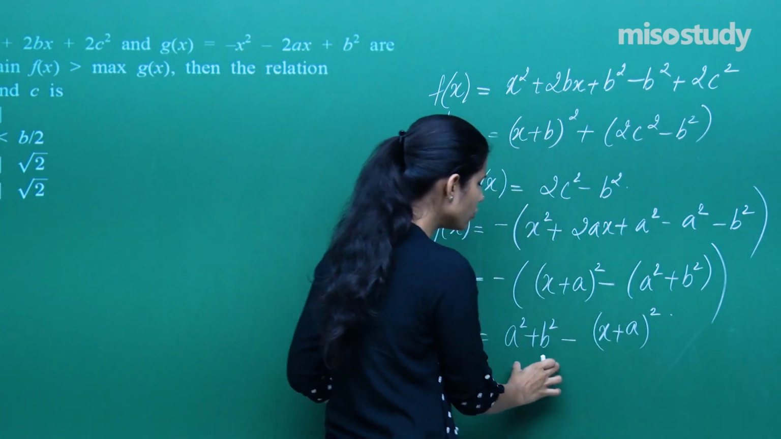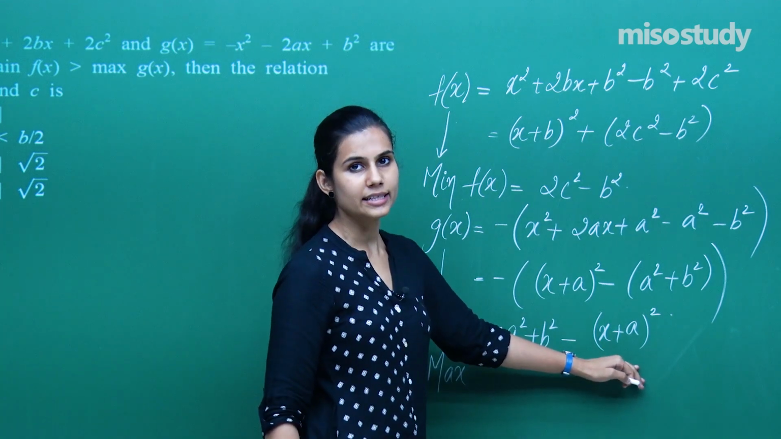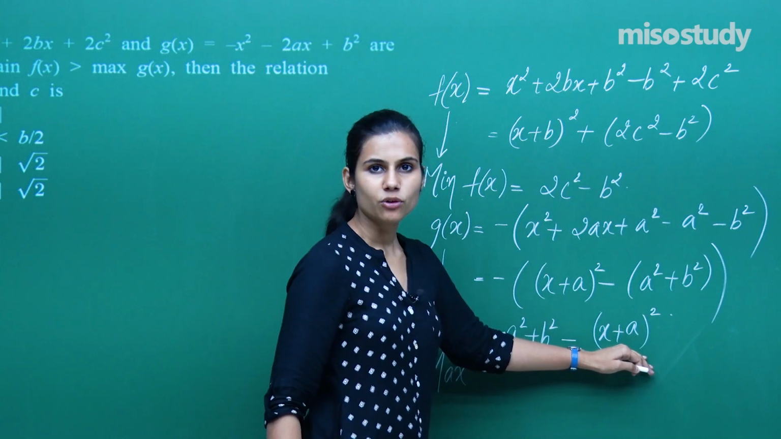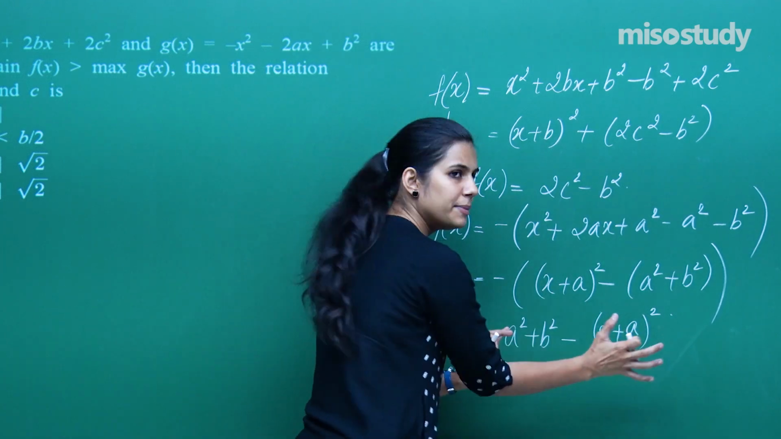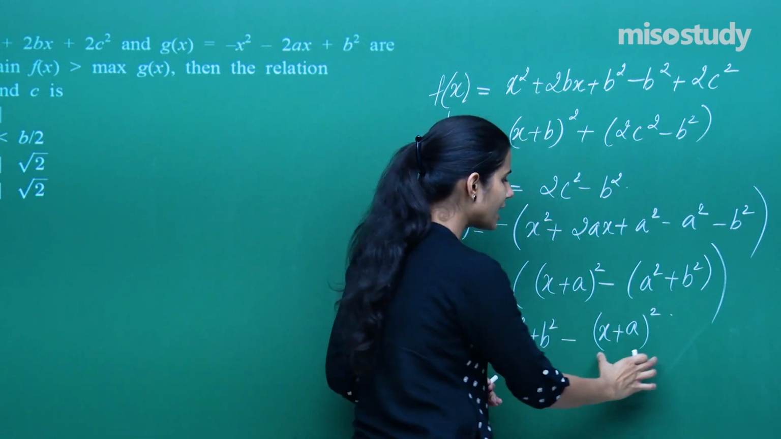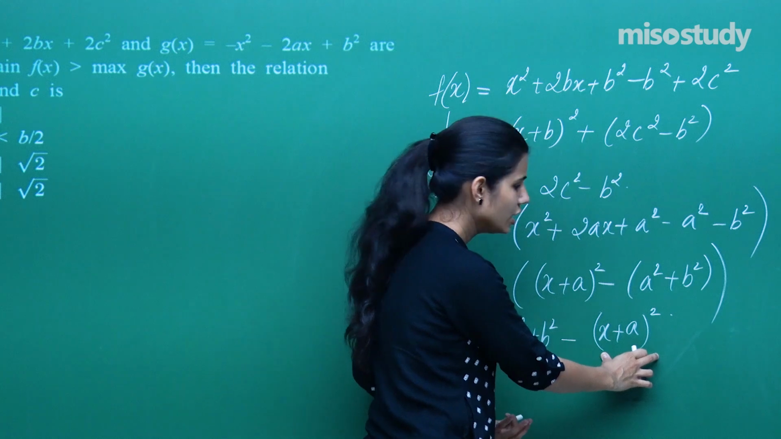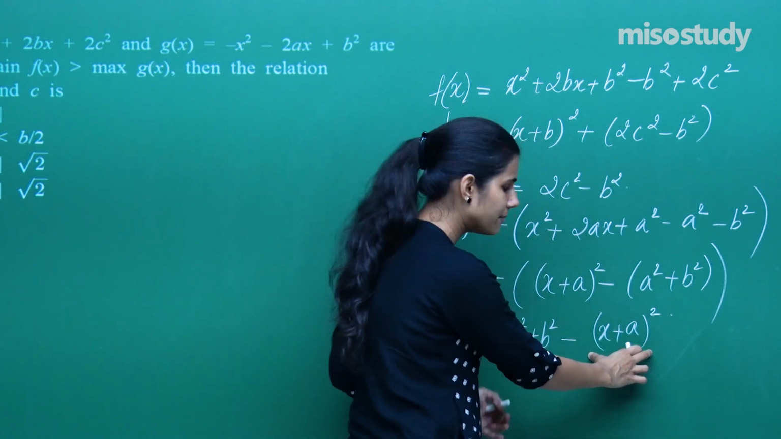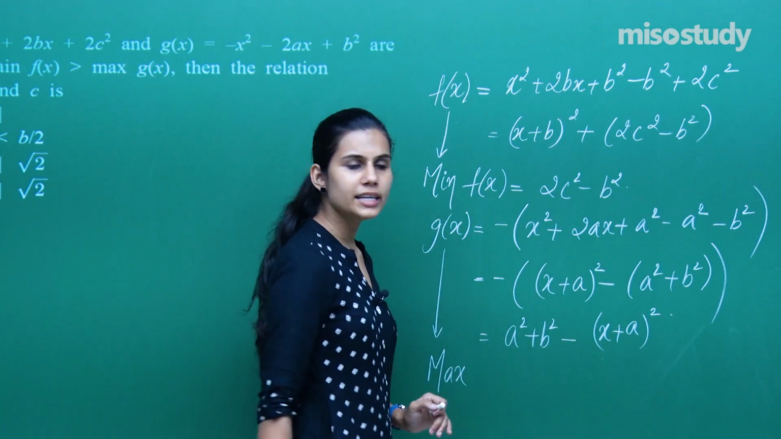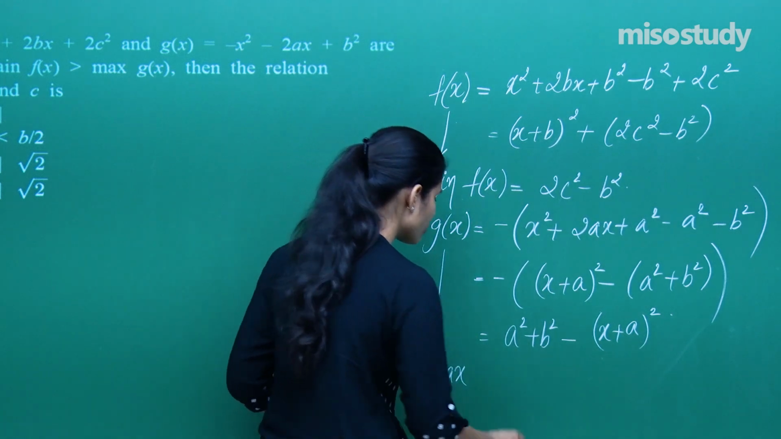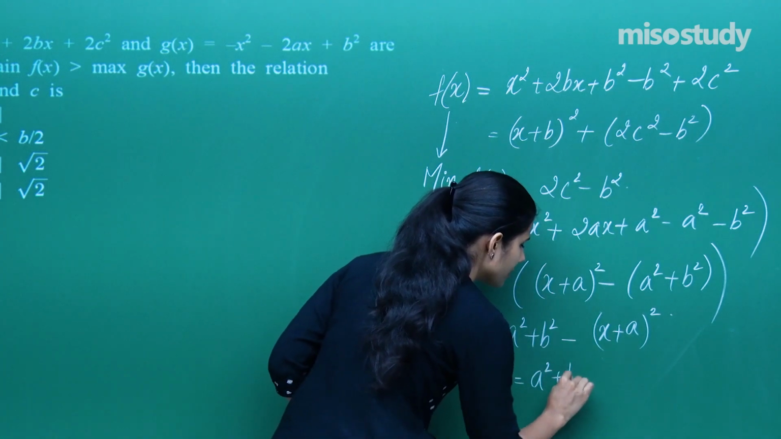When 0 is being removed from a square plus b square, because this is always non-negative, it is either 0 or greater than 0. If something greater than 0 is being removed from a square plus b square, this term will be less. So, the minimum that can be removed from a square plus b square is 0. When this is minimum, this complete thing will be maximum. This is minimum when this is equal to 0. So, the maximum will be a square plus b square minus 0. So, the maximum of g(x) is a square plus b square.